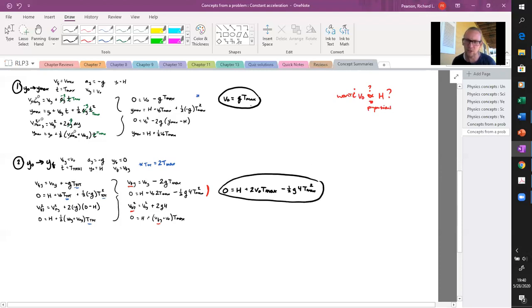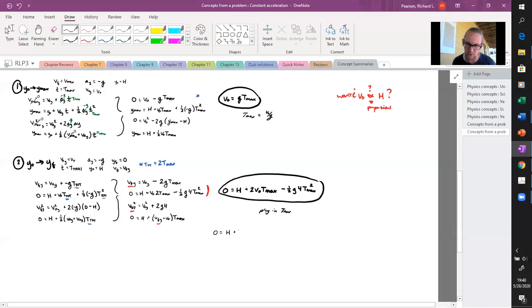From up here, we have a relationship between t max, g, and v naught. So what I can actually do is solve for t max, and t max is equal to v naught over g. I can now plug in for t max, and I can get this equation to now be only in terms of constants and h and v naught.